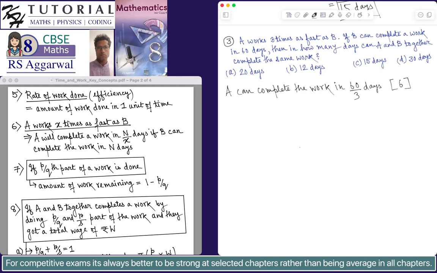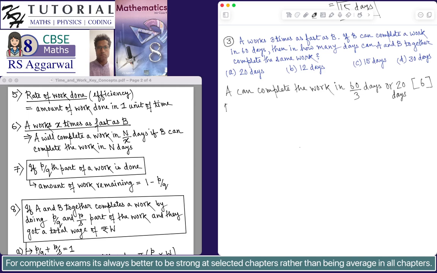So it is given that B can complete the work in 60 days, and A works 3 times as fast as B. So applying concept 6, we can say that A will complete the work in 60 by 3, or 20 days. So now we know A can complete the work in 20 days, B in 60 days. Now we have to find how much time they, working together, will take to complete the work.